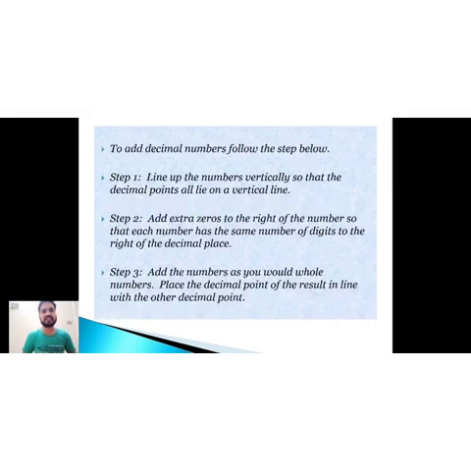Next, we have 3 steps. Step 1, line up the numbers vertically so that the decimal points all lie on the vertical line. Step 2, add extra zeros. Step 3, add the numbers as we do with whole numbers. So here's a simple example.